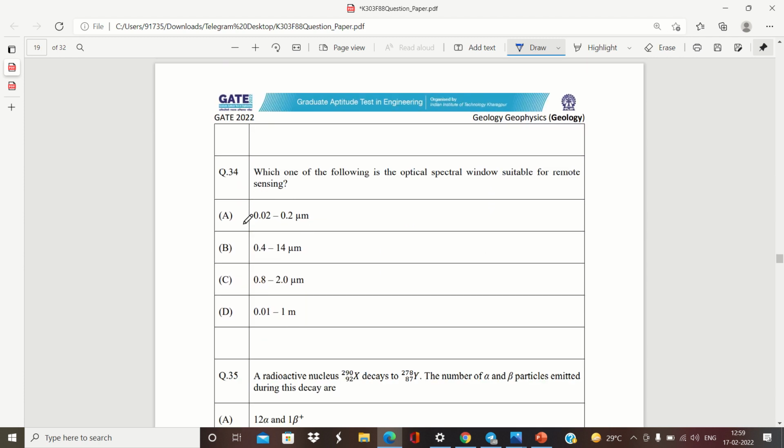Then another question is, which one of the following is the optical spectral window suitable for remote sensing?